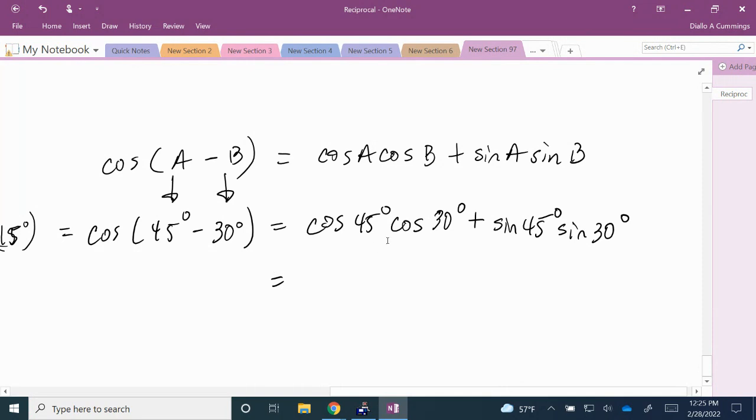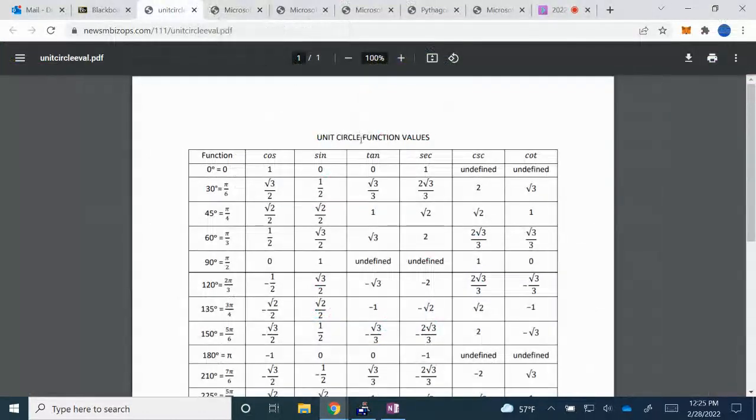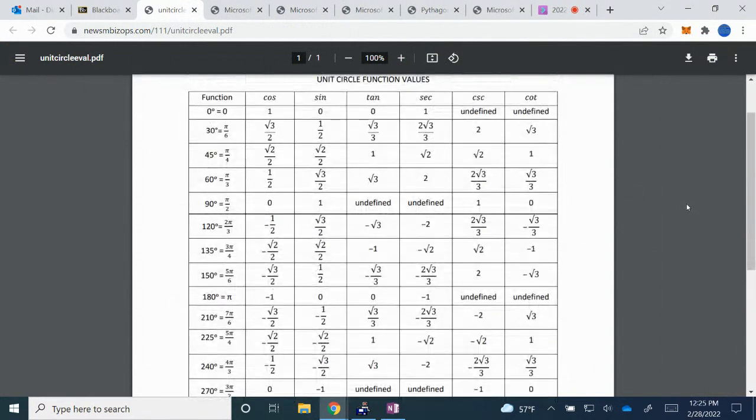Okay, so if you look at your unit circle functions value sheet, we can quickly pull out these values. Notice that the cosine of 45 degrees is square root of 2 over 2. The sine of 45 degrees is also square root of 2 over 2.